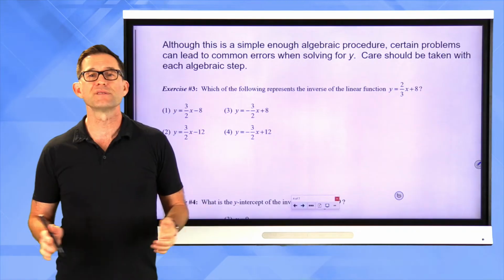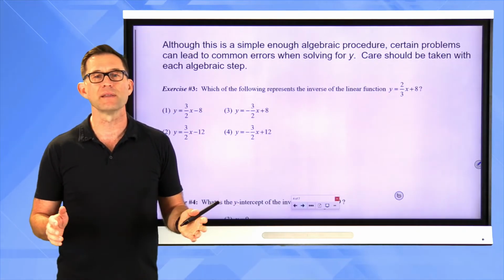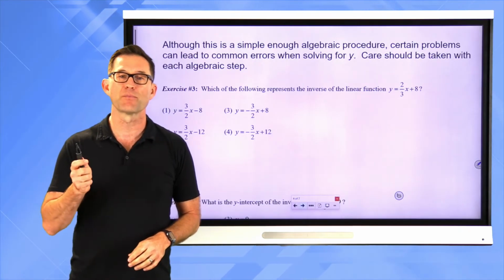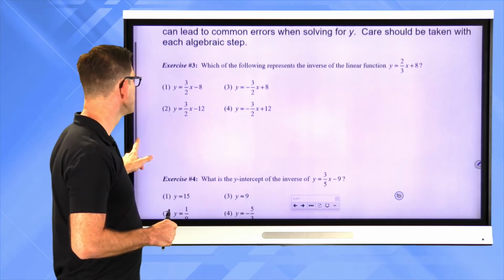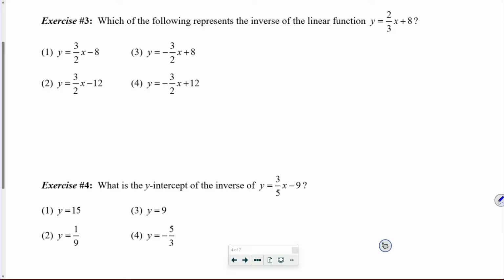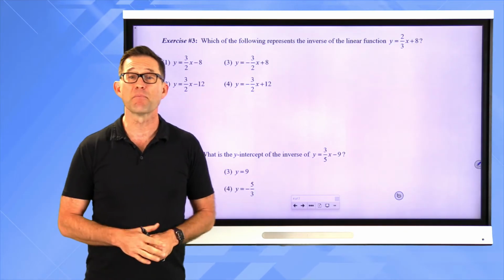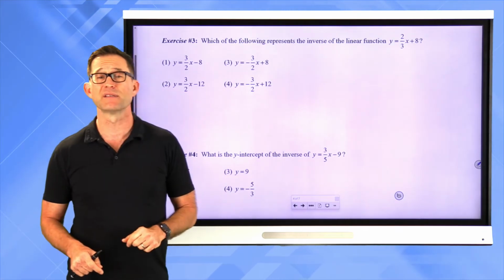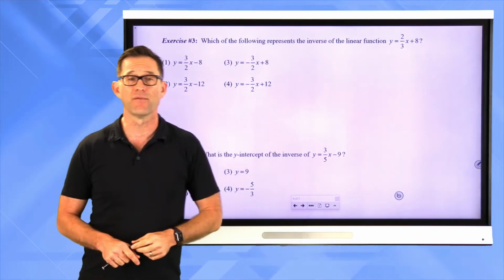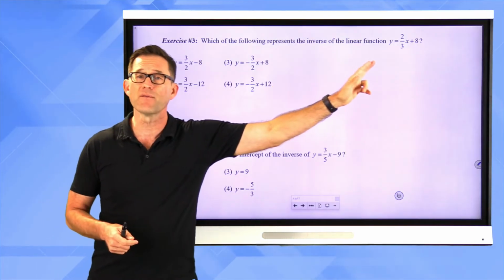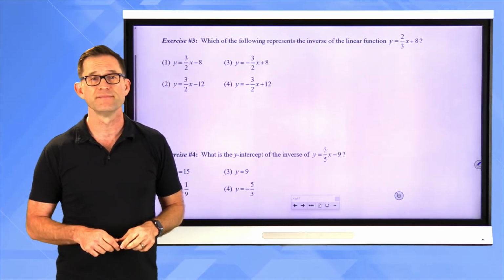Now, although this is a simple enough algebraic procedure, certain problems can lead to common errors when solving for y. Care should be taken with each algebraic step. Let's take a look at exercise number 3. Which of the following represents the inverse of the linear function y equals 2/3 x plus 8? Of course, what's going to make both this problem and our next exercise difficult is the fact that fractions get involved. What I'd like you to do is pause the video and see if you can figure out the equation of the inverse for this particular linear function.